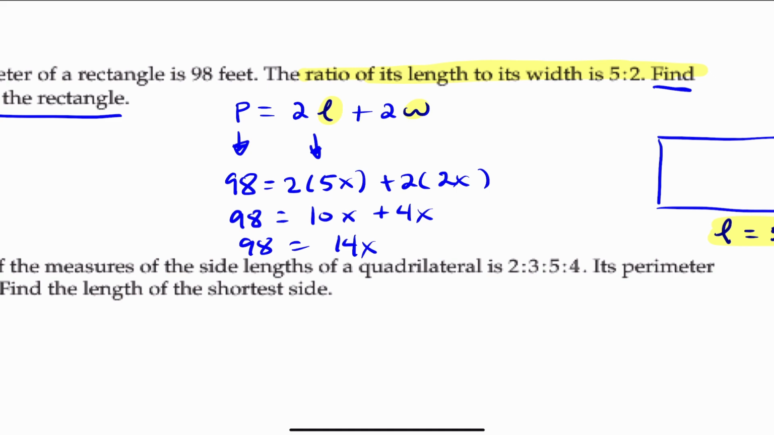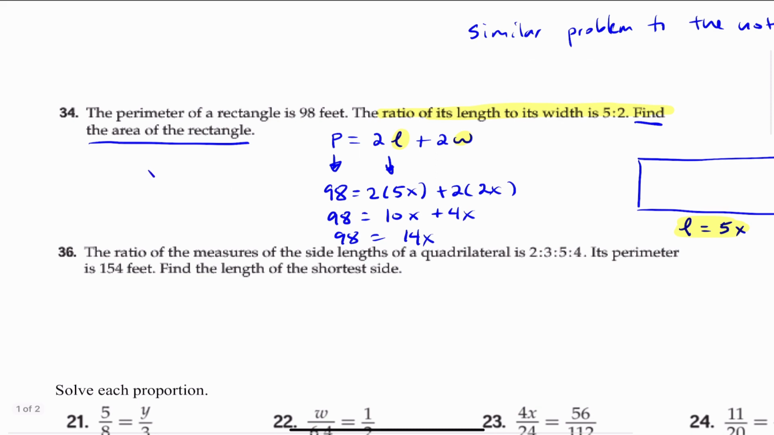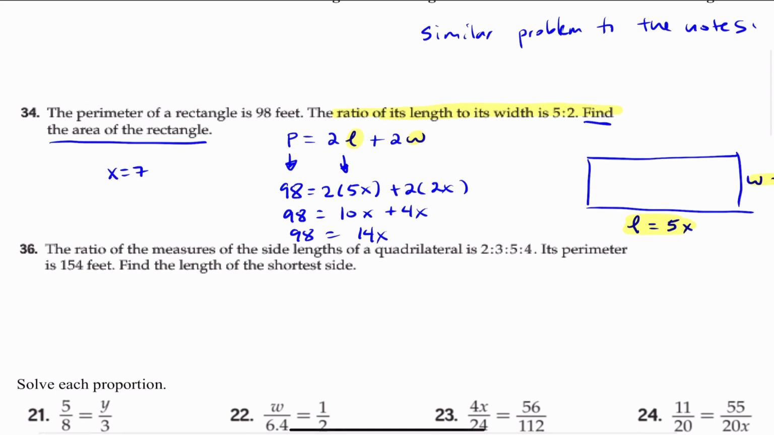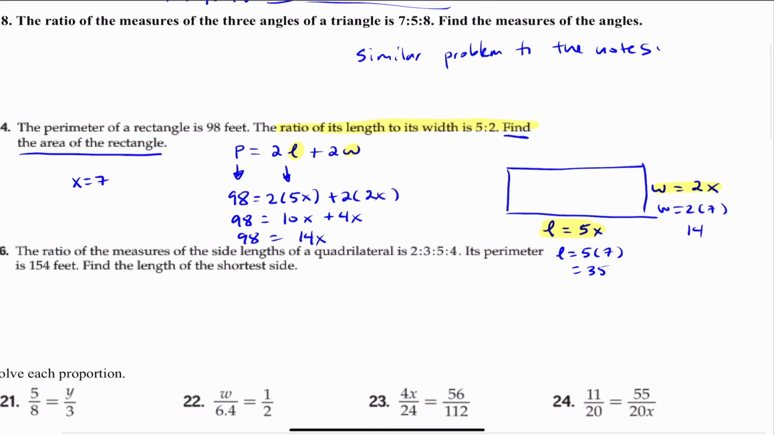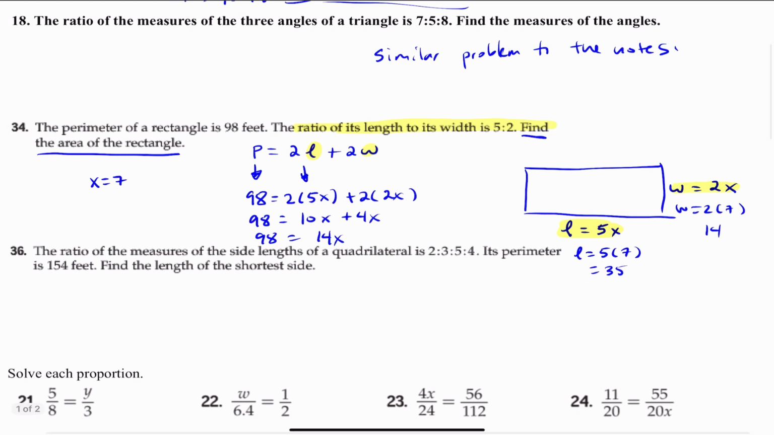So what is 98 divided by 14? I'm going to go ahead and look that up right now. 98 divided by 14 is 7. So x is 7. So the length is 5 times 7, that's 35. And then the width, 2 times 7, that's 14. Okay, so I have the length, which is 35, and then I have the width, which is 14.